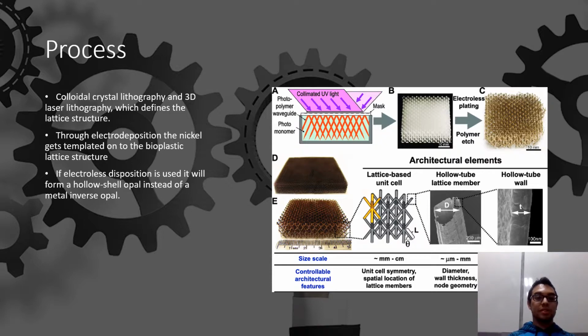Through electrodeposition, the nickel gets templated onto the bioplastic lattice structure. If it is electroless deposition, it will create a hollow shell opal instead of a metal inverse opal, which is gained through electrodeposition. On the top part of the diagram, it shows how the bioplastic is made into the structure and how electroless plating is put onto the bioplastic. The bottom half of the structure diagram shows how the structure looks under a microscope.